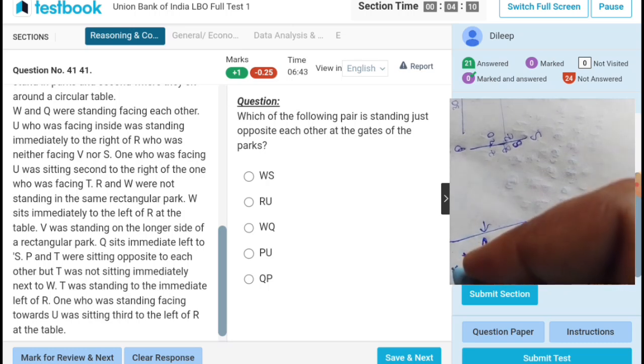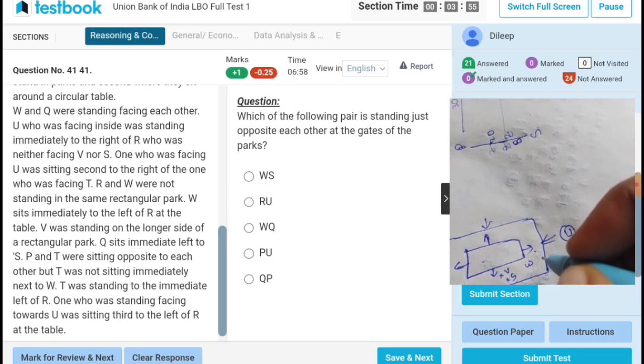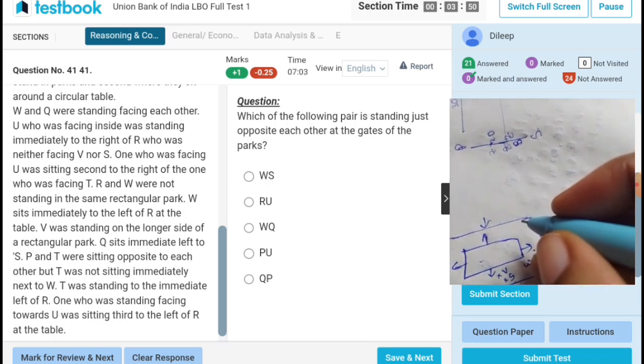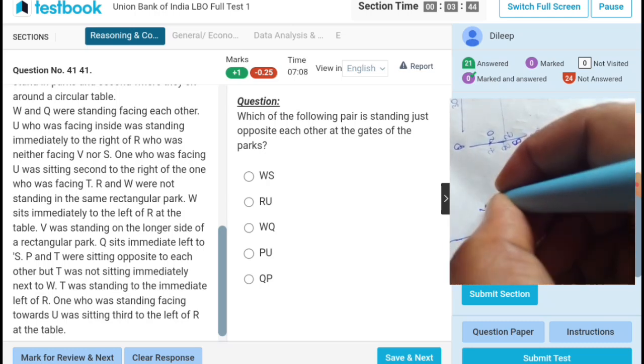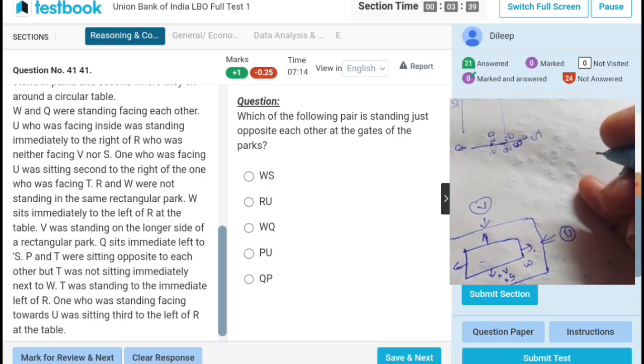One who is facing U, second to the right of one who is facing T. R and W in the rectangular arc, and W is immediately left of R. V is standing on the longer side of a rectangle. Q is immediate left of S.